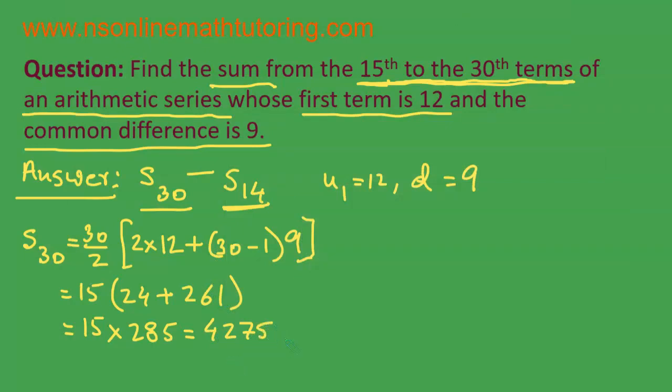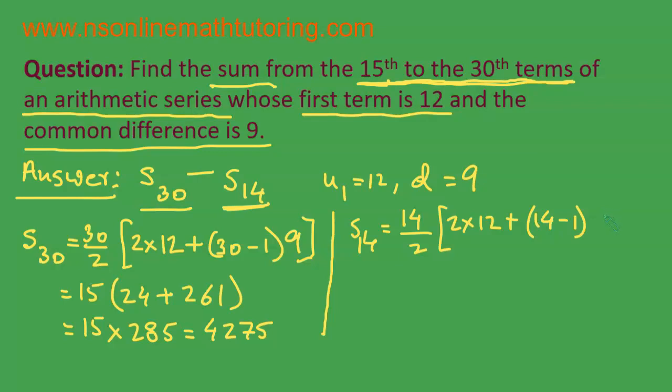Okay. So we have found the value of S30. Now we have to find the value of S14. S14 is 14 over 2, times 2 times U1, that is 2 times 12, plus 14 minus 1 times D, which is 9.